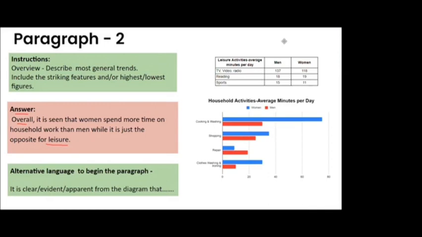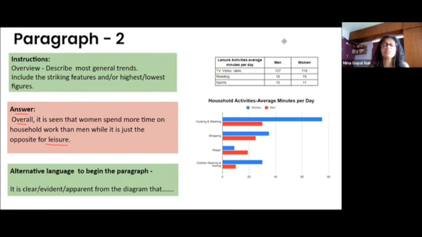And we can also expand this overview a little bit by saying, while on the other hand, men spend the maximum amount of time on TV, video, and radio, that is, on their leisure activities. So that is the point which you are taking from the table. So 1 point for the table and 1 point for the graph.